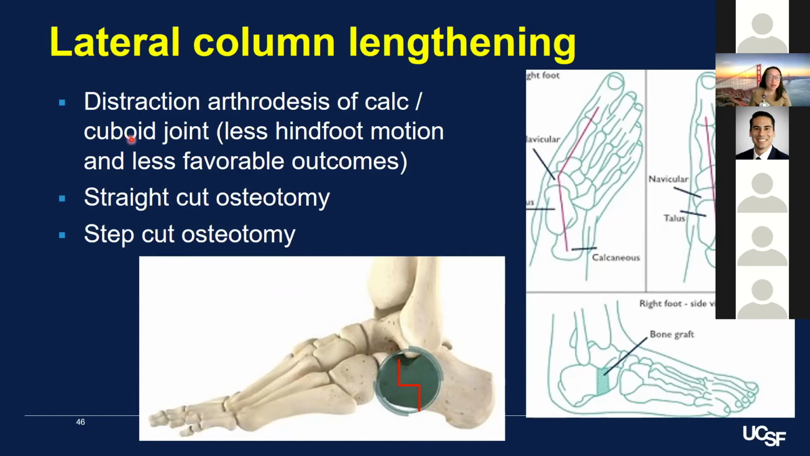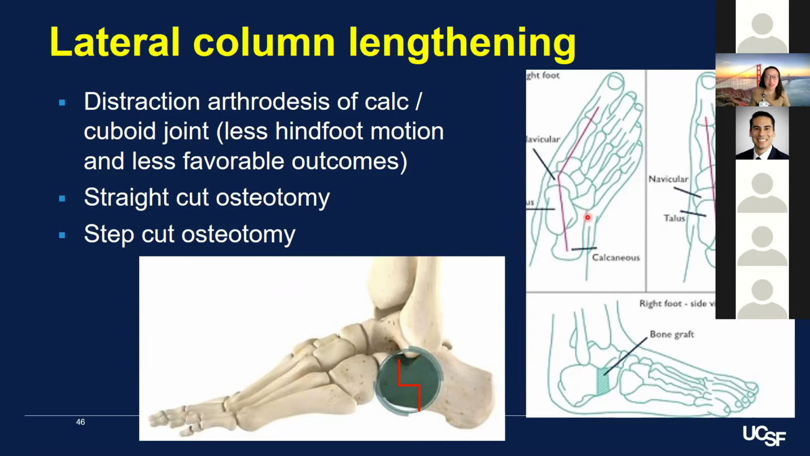So lateral column lengthening was initially described as this distraction arthrodesis here at the calcaneal cuboid joint. The problem is when you do that, it gives a very stiff lateral hindfoot. And so patients were having stiffness and they were also having some pain over here. So this distraction arthrodesis has essentially been abandoned. And so what we do now is a single cut straight osteotomy.